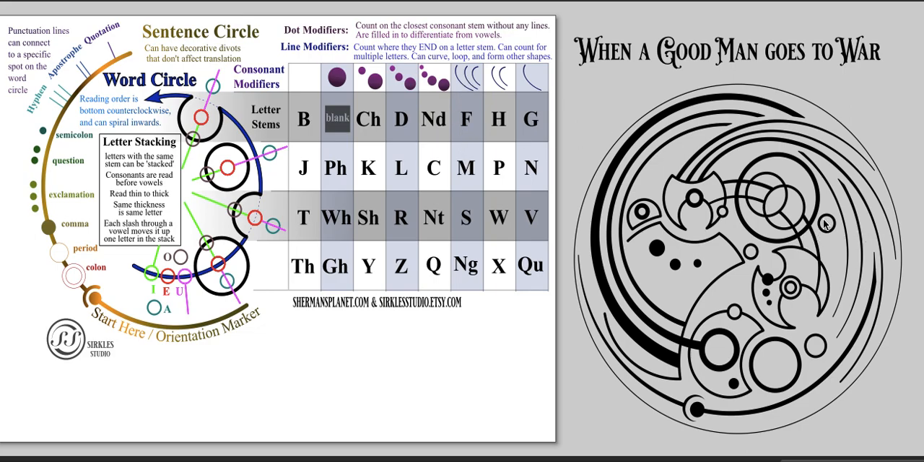And then we continue around. Here's our A, just like that A. Continue around. Here's our next letter. And this only has that one little line ending on it. So that makes it the letter N. So this is the word man.